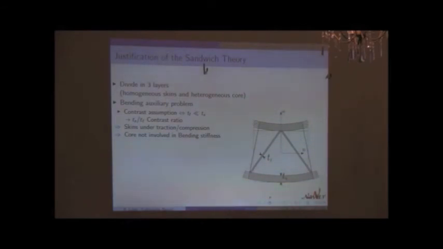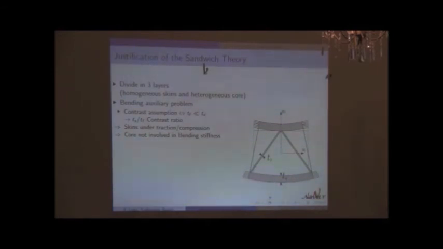What is the correct contrast assumption? If I assume that the skins are made of the same material as the core, and that my core is a cellular core made of facets of thickness TF, my contrast assumption tells me that I must have the facets much thinner than the skins. It's quite the situation with honeycomb sandwich panels, where you have very thin foils for the honeycomb core compared to the skins. So this is very intuitive, and it's in accordance with the engineer's calculation.